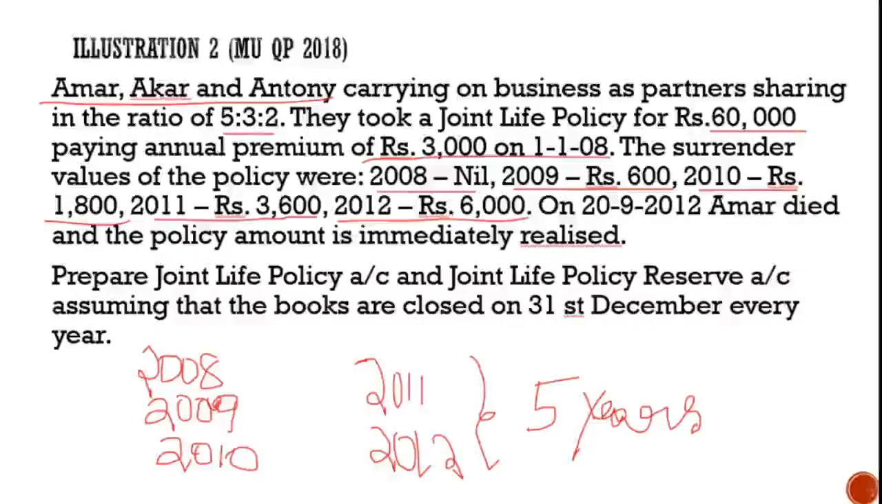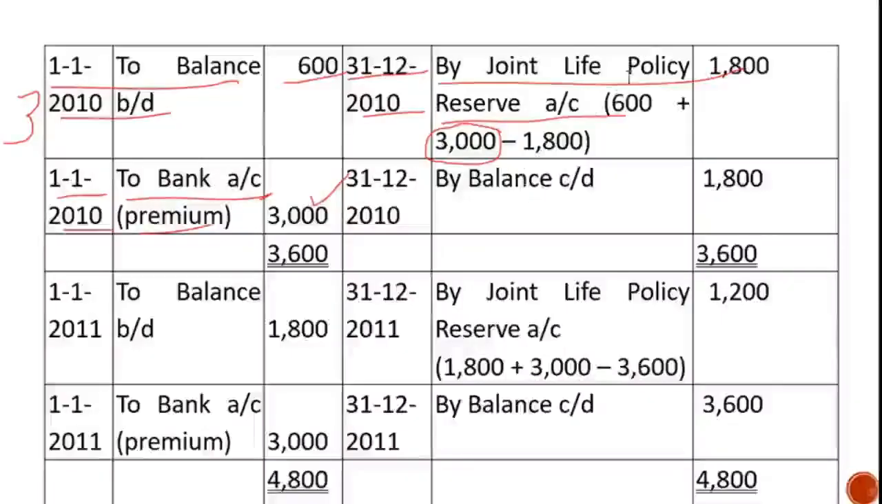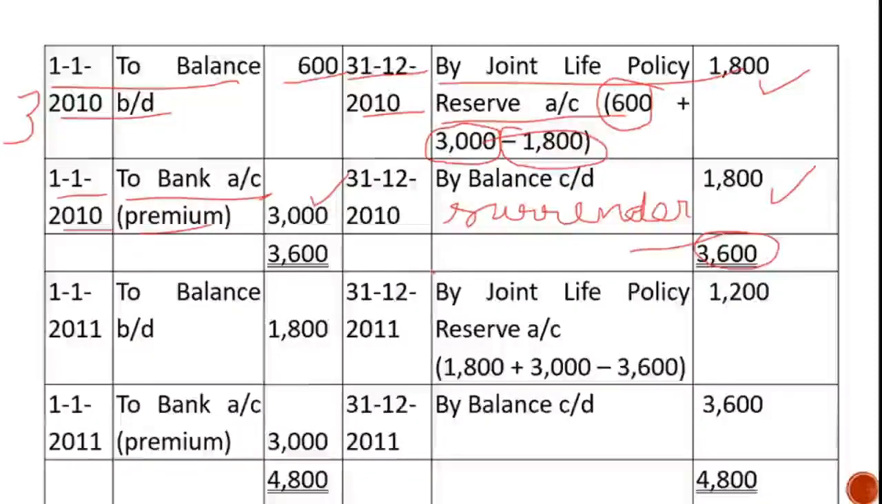So 2010, it is 1800. So deduct 1800 from the 3000 amount. Then beginning of the year we had 600. So add 600. 600 plus 3000 minus 1800, we get 1800. So the remaining balance is also 1800. So the total on both the sides is 3600. Now this balance will be carried to the beginning of the fourth year.